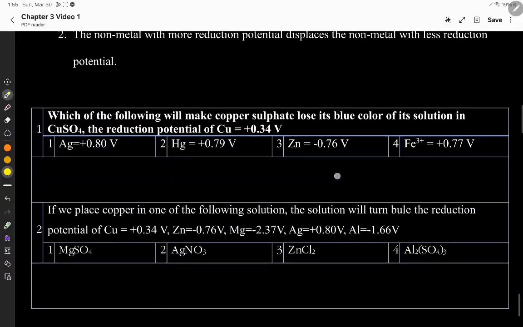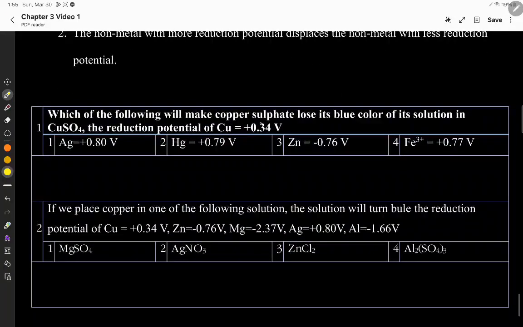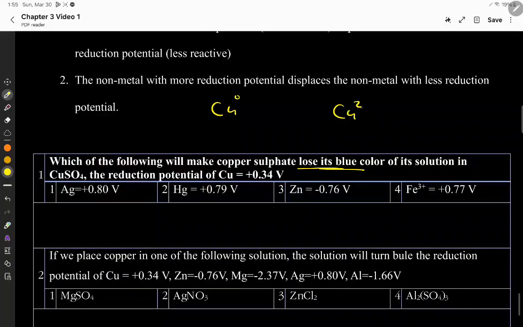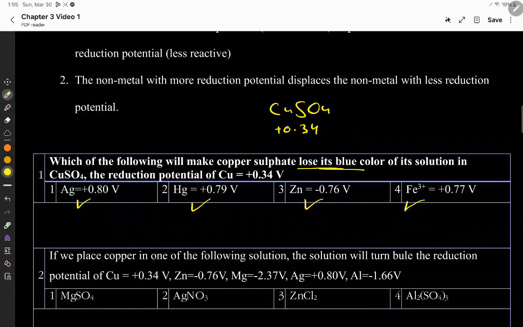Now let's see here. Questions. It asks which will make copper sulfate lose its blue color. Copper 0 has no color. Copper positive is blue. Now this question asks which of the following is more reactive than copper. Copper sulfate is blue and the reduction potential of copper is positive 0.34. Now which of these elements is more reactive than copper so it can kick it out from its solution, which makes it lose the blue color?